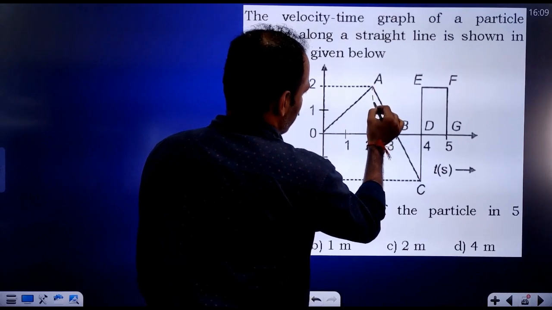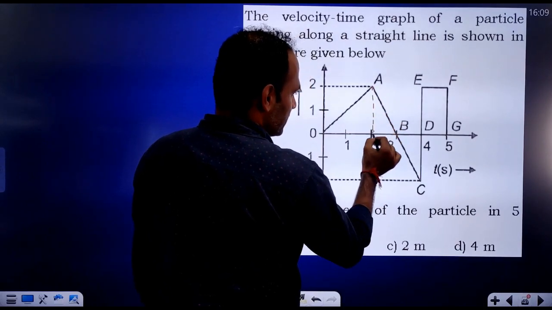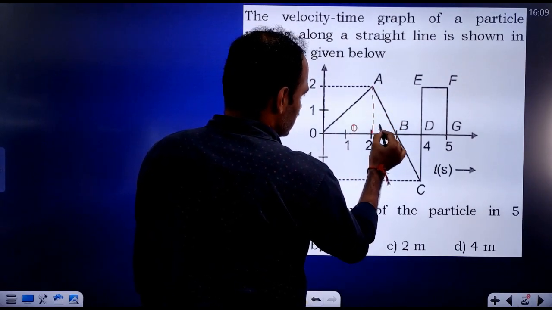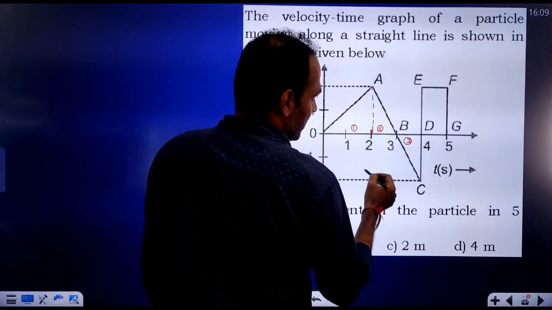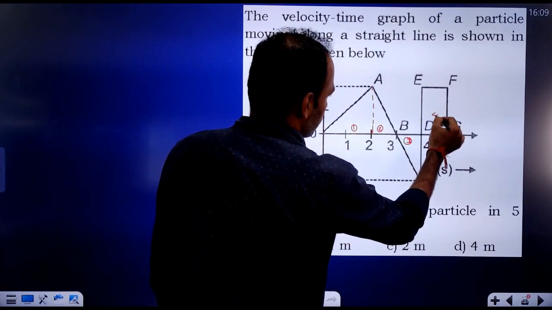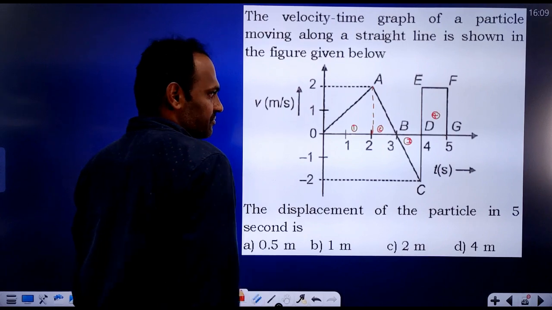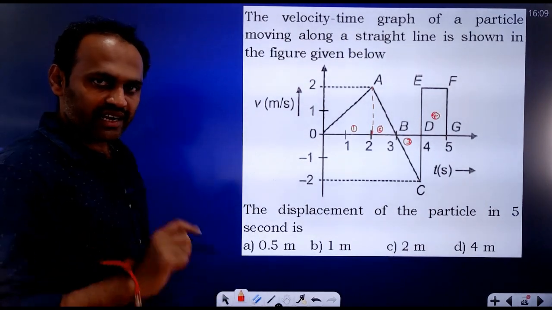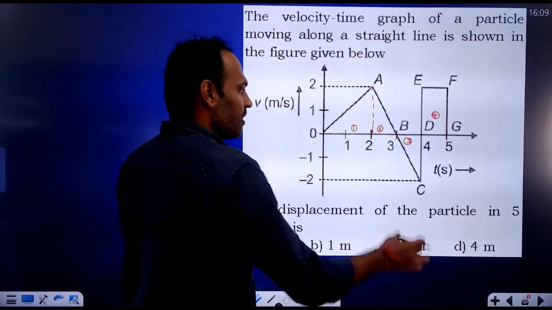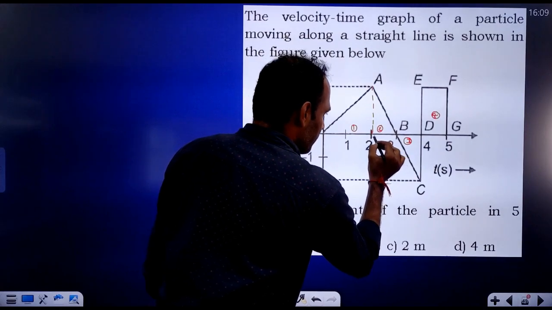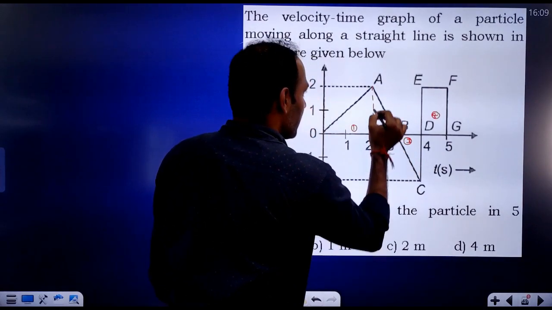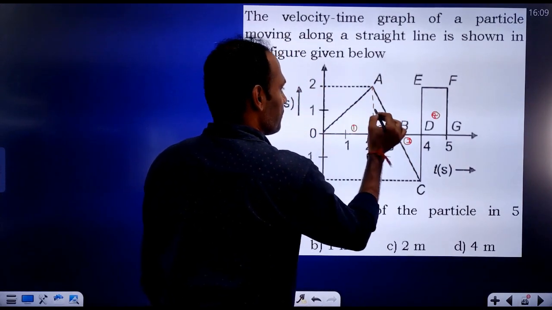See, I will divide this triangle into two right angle triangles. This is the first right angle triangle, second right angle triangle, third right angle triangle, and this is a rectangle. The fourth one is a rectangle. Correct? Observe the second and third right angle triangles a little. Here the difference is 1, and how much is the height? Height is 2.